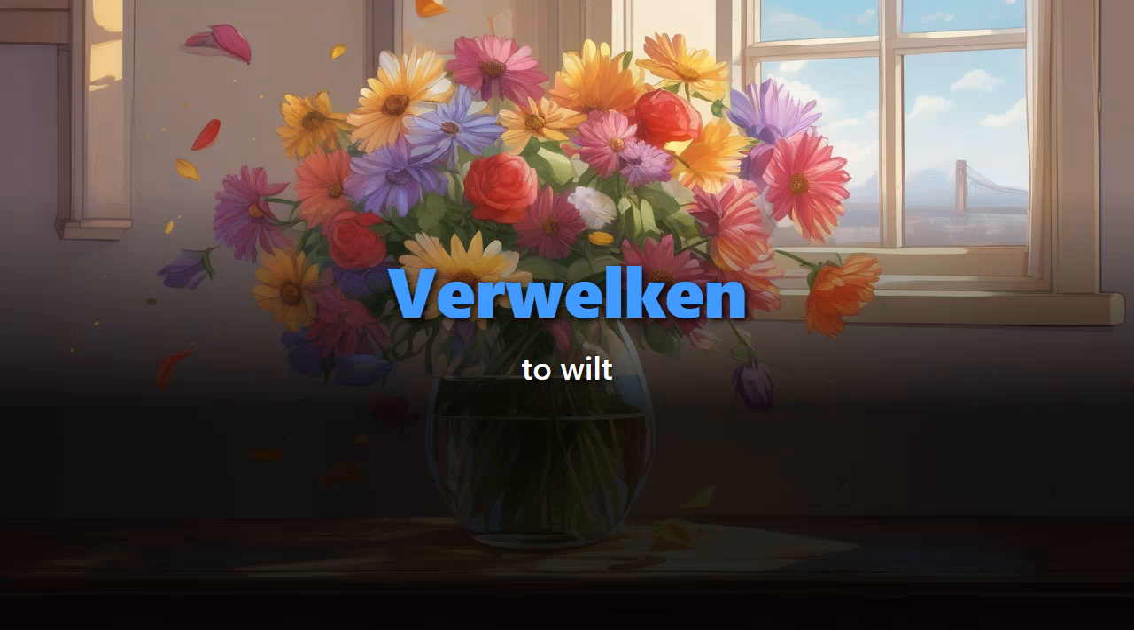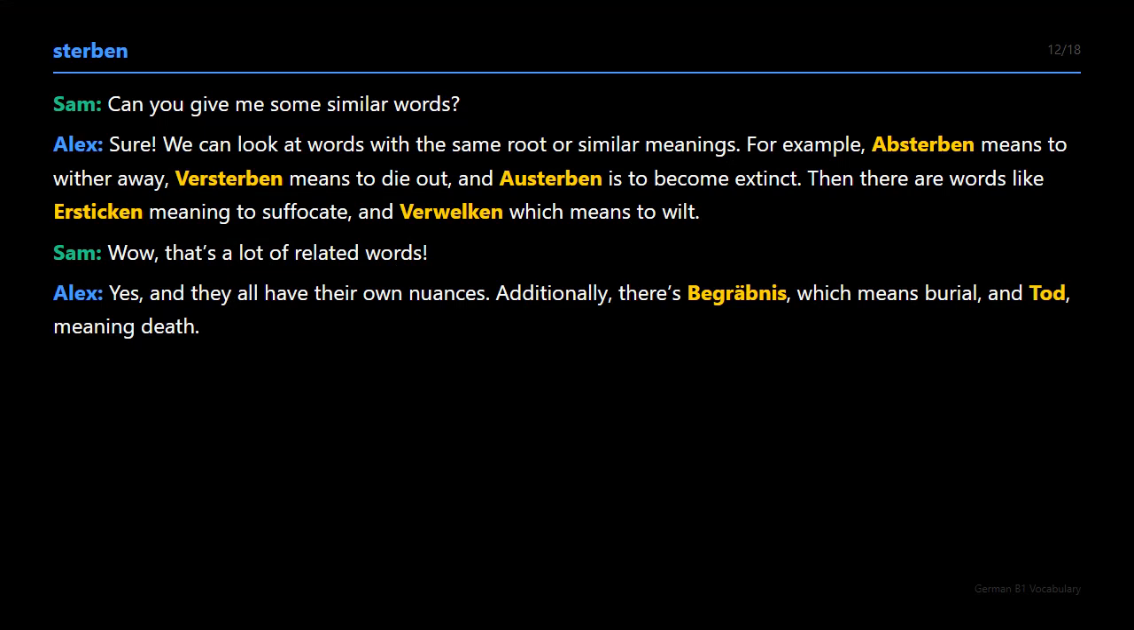Can you give me some similar words? Sure. We can look at words with the same root or similar meanings. For example, absterben means to wither away, versterben means to die out, and aussterben is to become extinct.